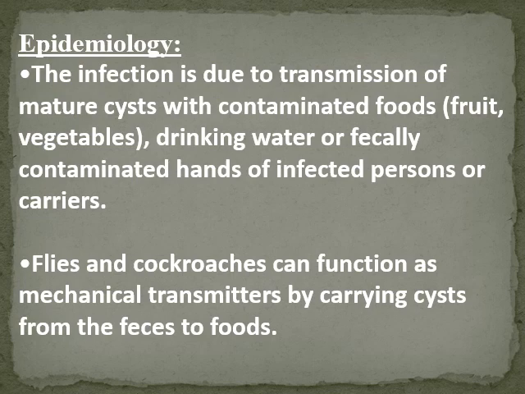Epidemiology. The infection is due to the transmission of mature cysts with contaminated food like fruits and vegetables, drinking water, or fecally contaminated hands of infected persons or carriers. Flies and cockroaches can function as mechanical transmitters by carrying cysts from their feces to foods.